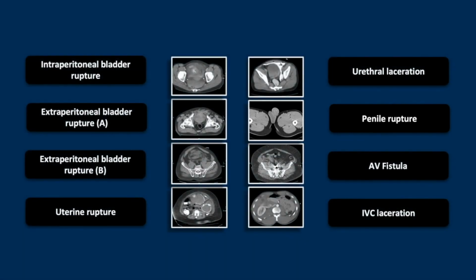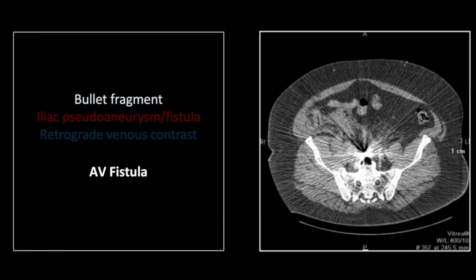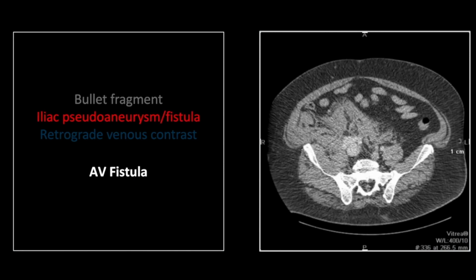Our next case is a traumatic AV fistula related to a bullet wound. You see anterior to the sacrum there is a metallic fragment. Lower down you can see extravasation anteriorly from the right common iliac artery and filling the right common iliac vein, which is distended and hyperdense.